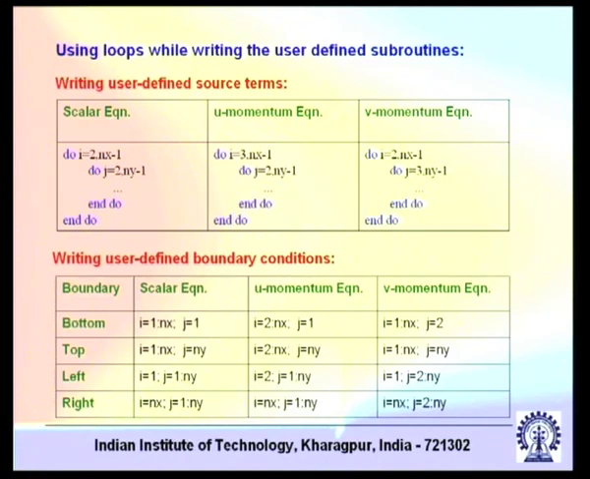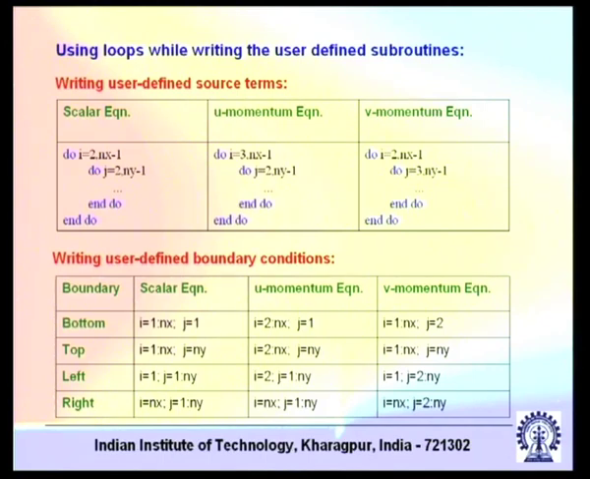For the u momentum equation, on the other hand, you see i starts with 3, because it is staggered, it is shifted by 1. On the other hand, for the v momentum equation j starts with 3. This is for the source terms for the interior grid points, and for different boundaries you have different values of i and j. For example, if you have a square or a rectangular domain, you will have top, bottom, left, right, like that. So we are giving an illustration through a rectangular domain.